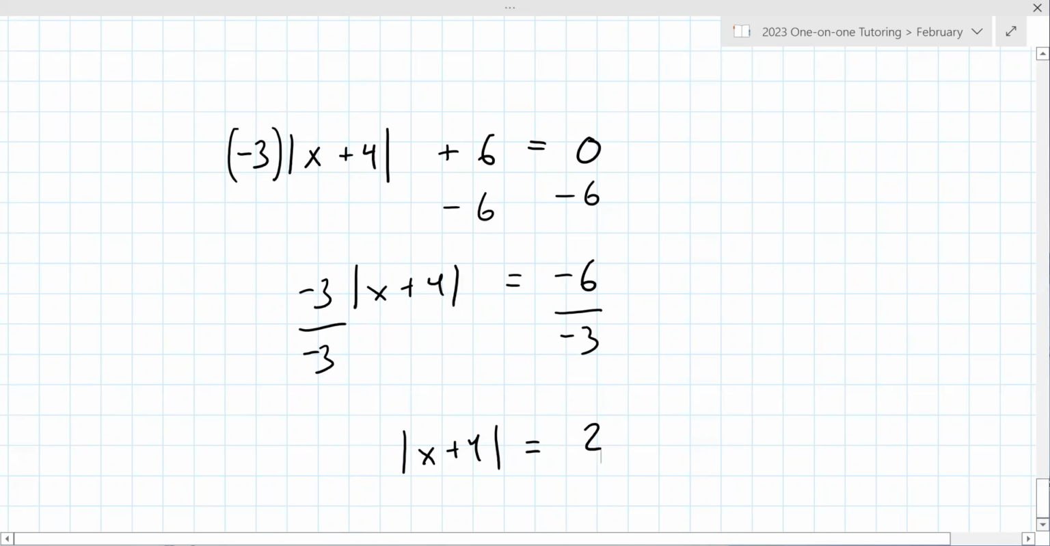Let me try one more. I'm going to have you try one here, start to finish. Minus 4 absolute value x minus 2 plus 12 equals 0.